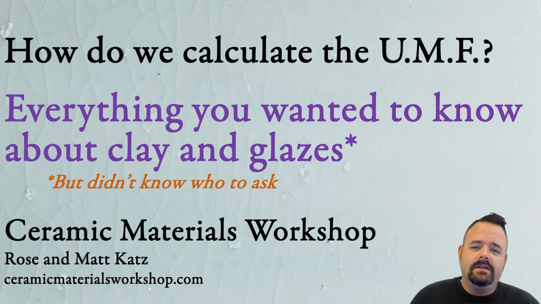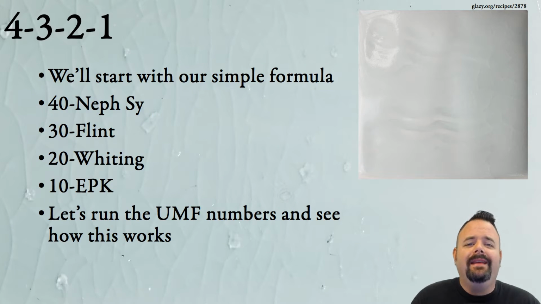So let's start. The first thing we need is a glaze formula, and we're going to start with the old standby 4321. It's a very simple cone 10 glossy glaze, and it works great every time. Now, there's a lot of variations in the formula of 4321, but this is my favorite version of it, which is 40% nepheline syenite, 30% flint, 20% whiting, and 10% EPK. So let's run those UMF numbers and see how this works.